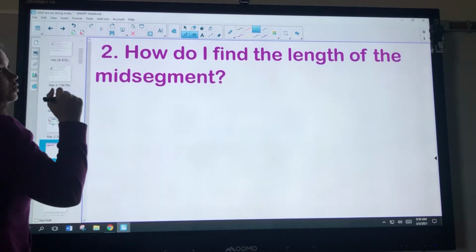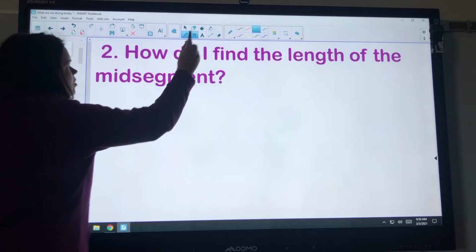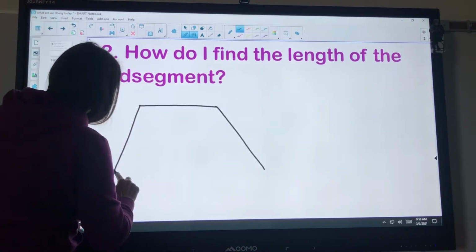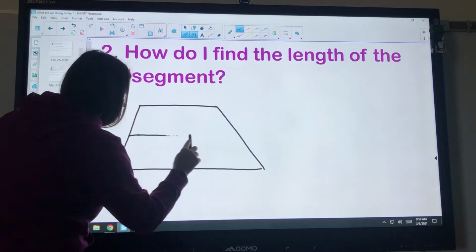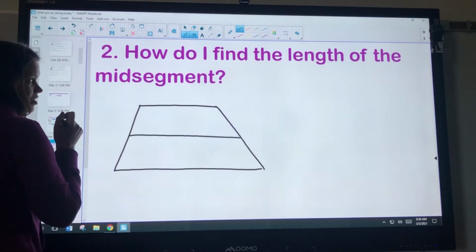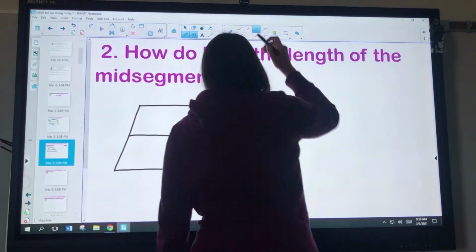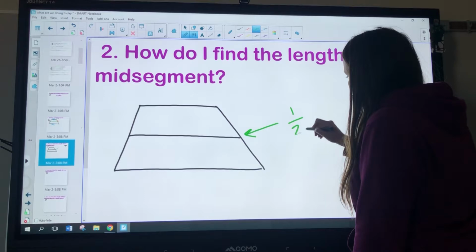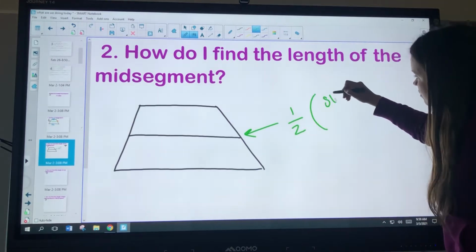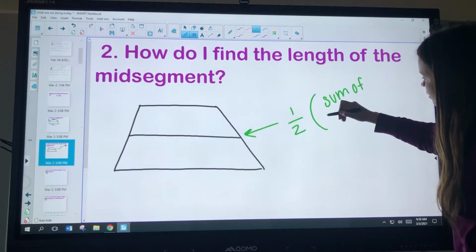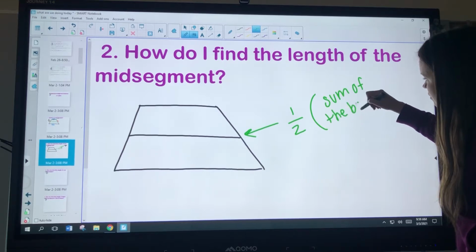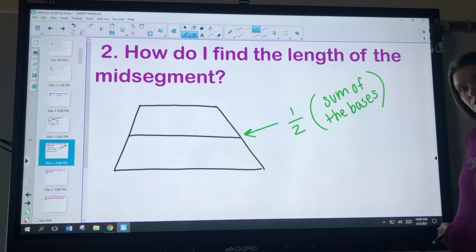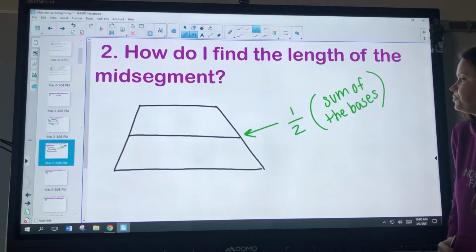So if they ask you to find the length of it, basically someone discovered by testing out a million things that the mid-segment is always going to be half the sum of the bases. Let me write that out. This mid-segment is going to be 1/2 of the sum of the bases. And hopefully you remember that the word sum means 2 things added together.